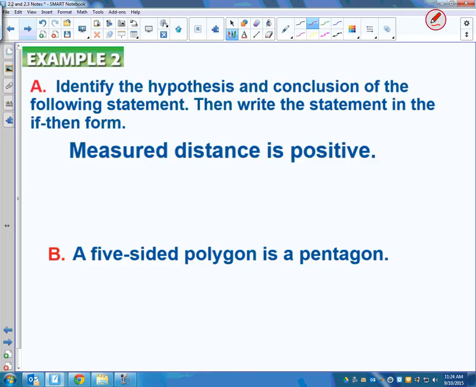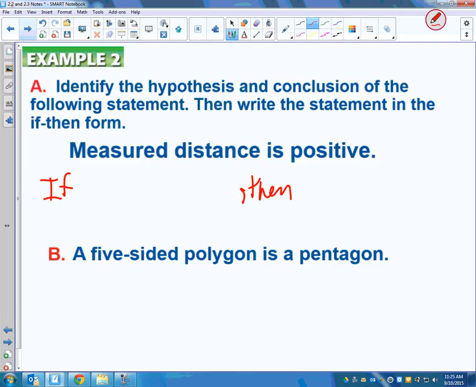So here's where it gets a little trickier. What if they don't have the word if or then in there? Could you make this into an if-then statement? So it says, identify the hypothesis and the conclusion of the statement, and then write it in the if-then form. For me, it's easier to write it in the if-then form and then state the hypothesis and the conclusion. But you just have to think about how would you take this sentence, measured distance is positive, and change it to an if something, then something. And so sometimes you have to add some extra words in there, and the more you do this, the better you get at it.